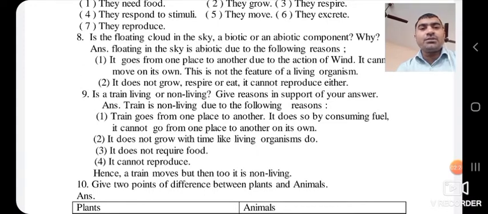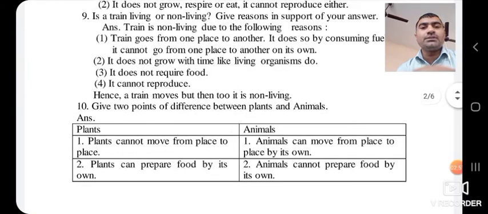A train goes from one place to another. It does so by consuming fuel. It cannot go from one place to another on its own. See, a train moves by consuming fuel, but it is not moving on its own. It does not grow with time like living organisms do. It does not require food. It cannot reproduce. Hence, the train moves, but it is a non-living thing.